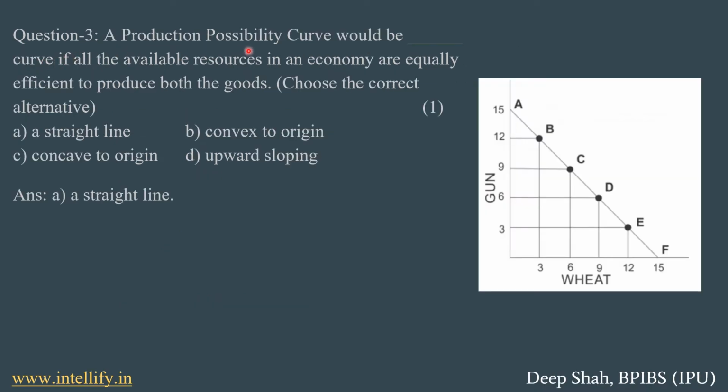Question 3. A production possibility curve would be dash curve if all the available resources in an economy are equally efficient to produce both the goods. Choose the correct alternative. A. A straight line. B. Convex to origin. C. Concave to origin. D. Upward sloping. So the answer will be A. Straight line. You can also see the illustration from the given diagram of how this can be a straight line curve.